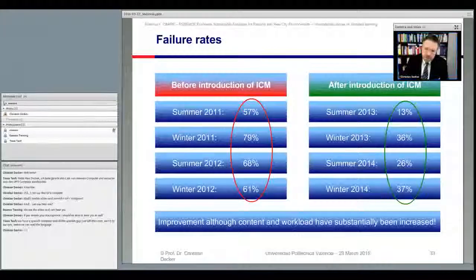Still, it goes along with the 5 ECTS credit points. It's not that it's more than 5 ECTS. It's a 5 ECTS credit point course, and they have to work for those 5 ECTS credit points. So they have to do their workload.